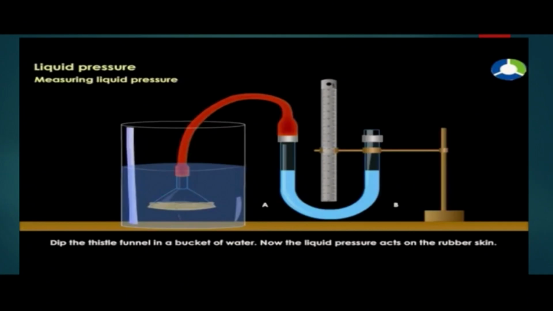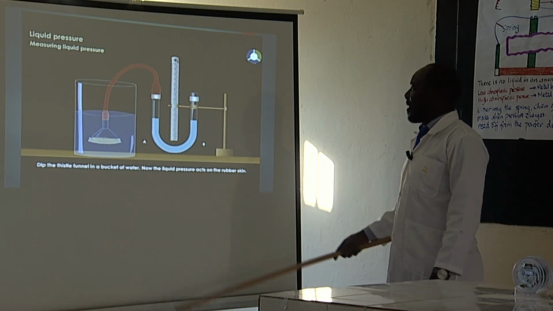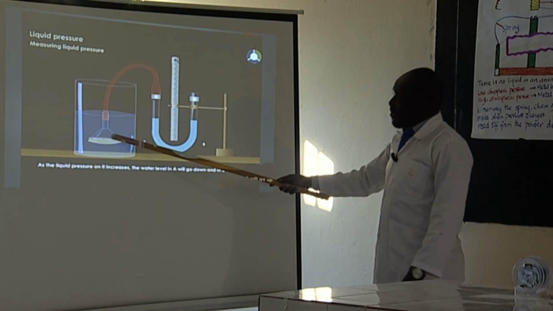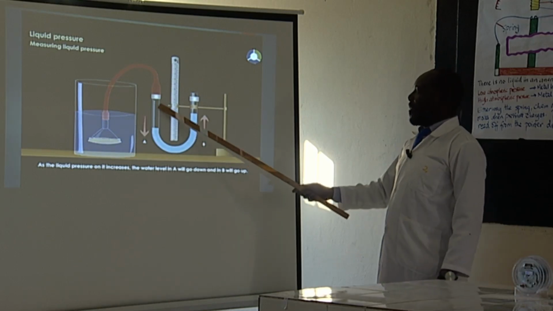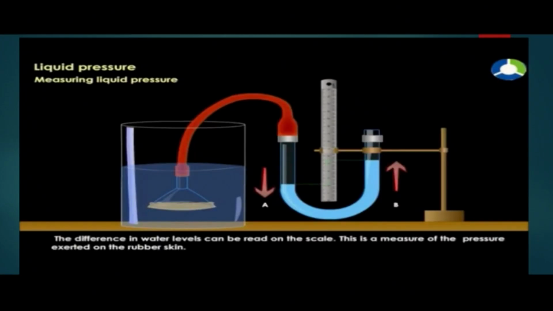We are going to dip the fiscal funnel into this bucket, the beaker of water. If you do that, there's a pressure being exerted on the fiscal funnel by the liquid. And the liquid is going to force, you can see, the air inside to be compressed. So this level goes down in A, and in B, the level goes up.